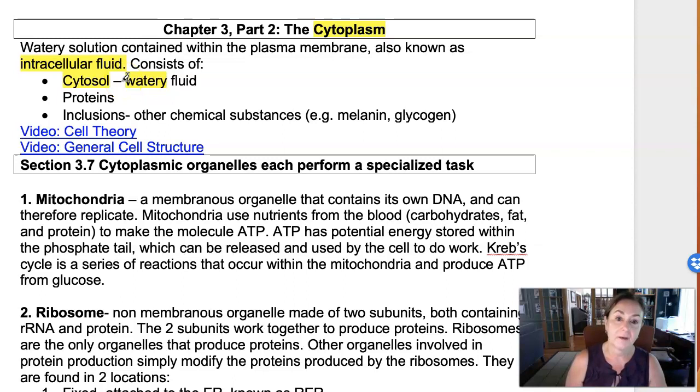The solutes that are in the cytoplasm include proteins. These could be enzymes that catalyze reactions. These proteins are produced by an organelle, which we'll talk about, and other things depending on the type of cell. For instance, skin cells contain the protein keratin, and that would be an example of an inclusion, something that was produced by the cell that now occupies the inside of the cell.